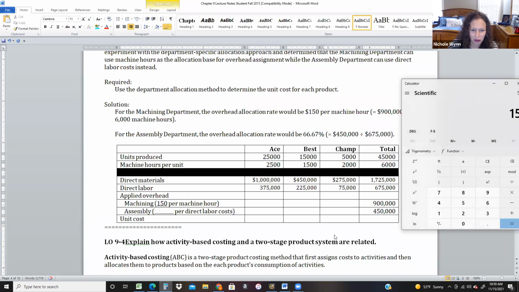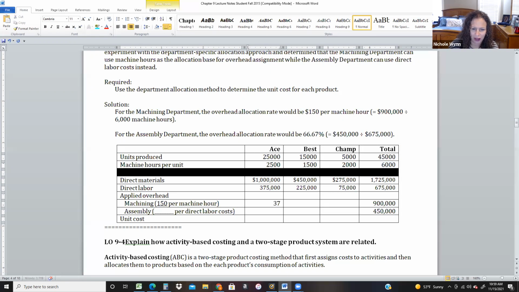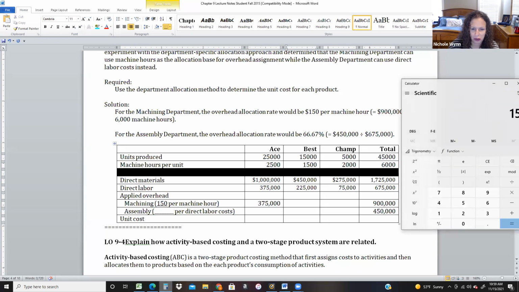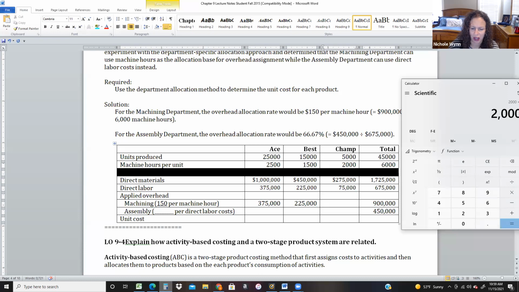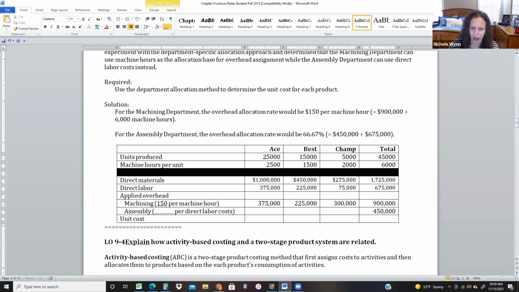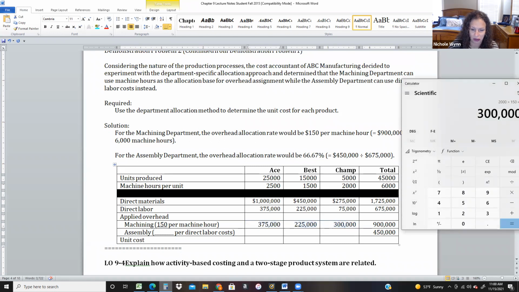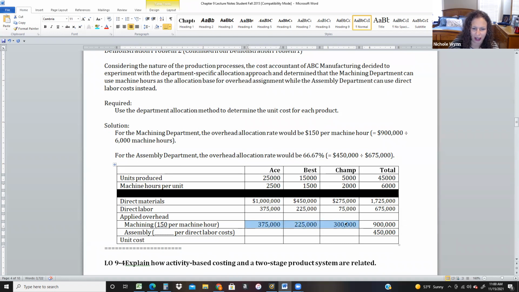So what we're going to do is 150 times 2,500, and we get 375,000 here. Then 150 times 1,500 gives 225,000 here. And then 2,000 times 150 gives 300,000 there. If we add up those three, they should equal 900,000. If I was in Excel, it would just tell me, but I'm not, so I'll just add them up and it's 900. So everything is good on allocating the machining.